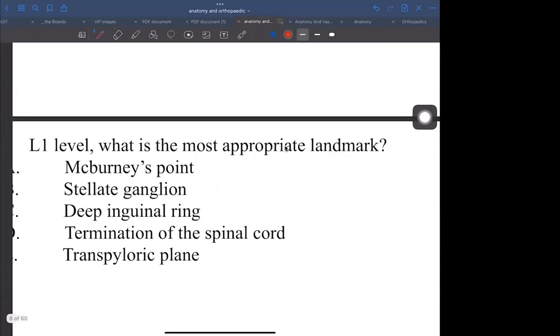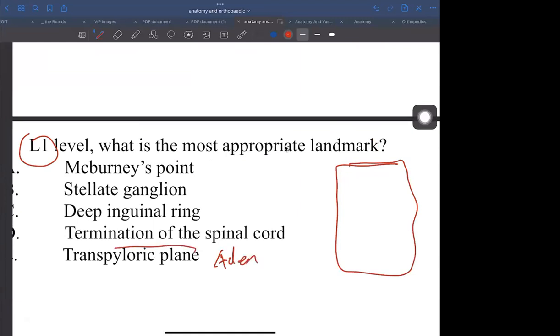Next question. L1 level. What is the most appropriate landmark at L1 level? Remember that big table, the first thing we explained today? It's called Addisonian plane or transpyloric plane at the level of the pylorus, right?